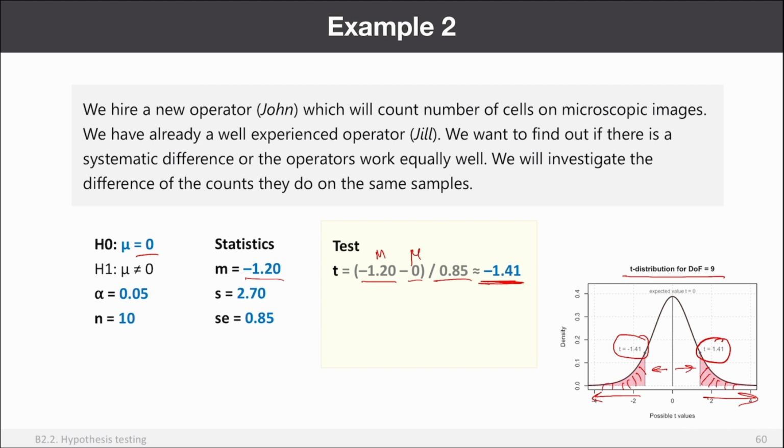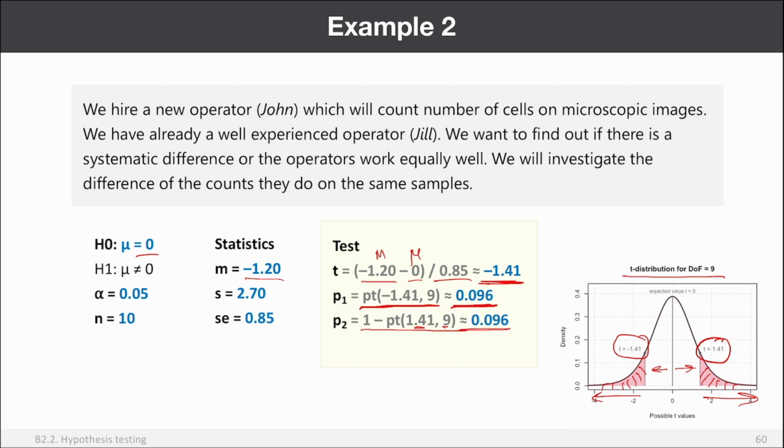And this is how to do it. We know how to compute the left area. It's the CDF function for the negative t-score, 9 degrees of freedom, so this is the area on the left. This is how to compute the right area, 1 minus CDF function for the positive t-score and 9 degrees of freedom, so this is the area on the right.